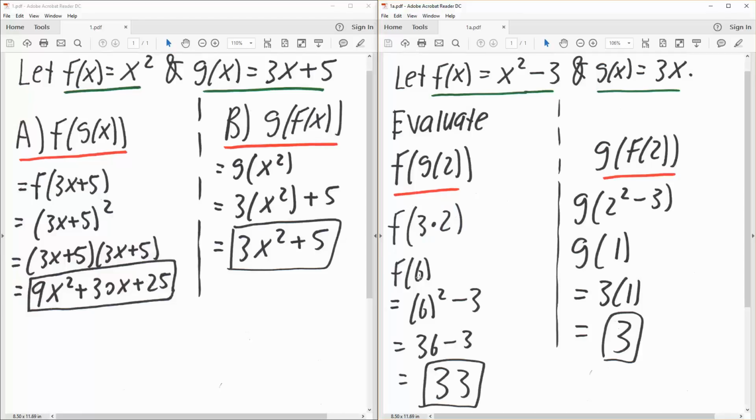And now we plug in 6 for our x for f of x. So x squared minus 3, instead 6 squared minus 3. So 6 squared is 36. 36 minus 3 is 33. And so this would be the final answer.